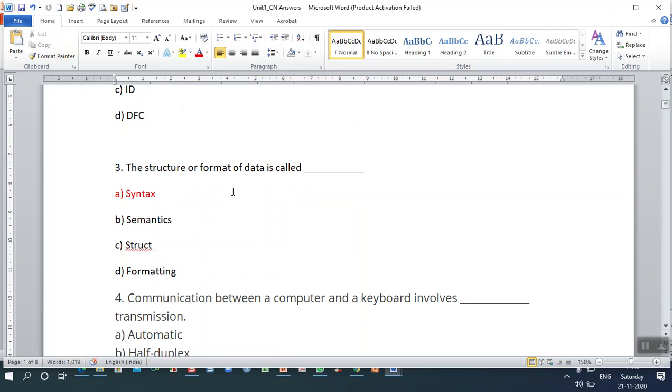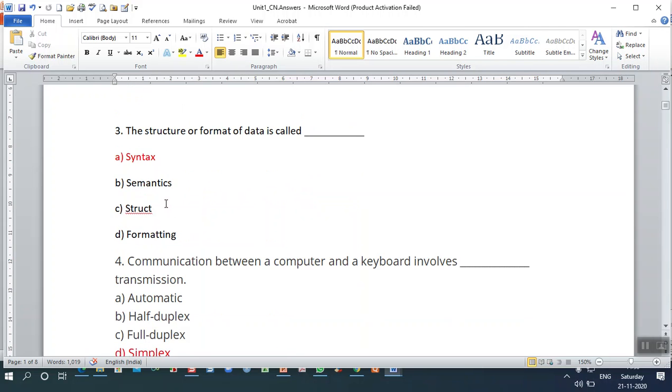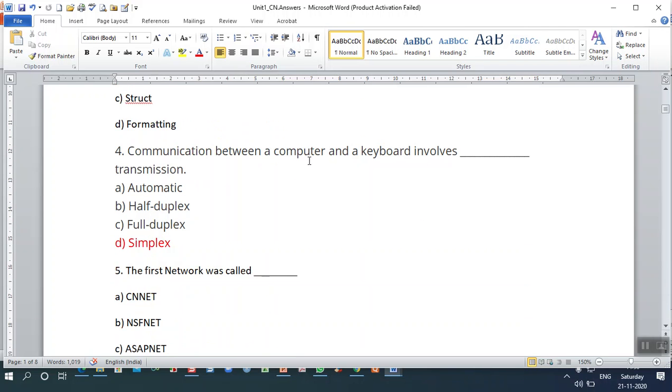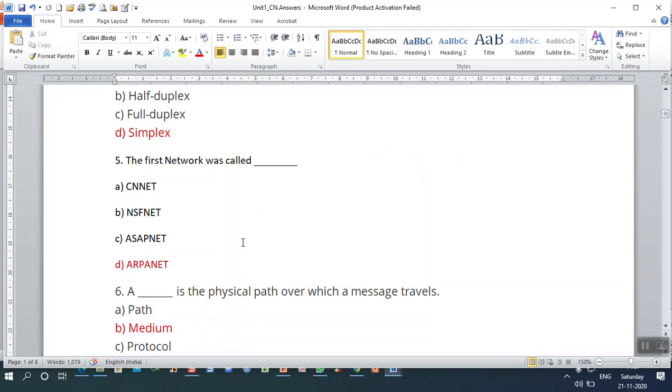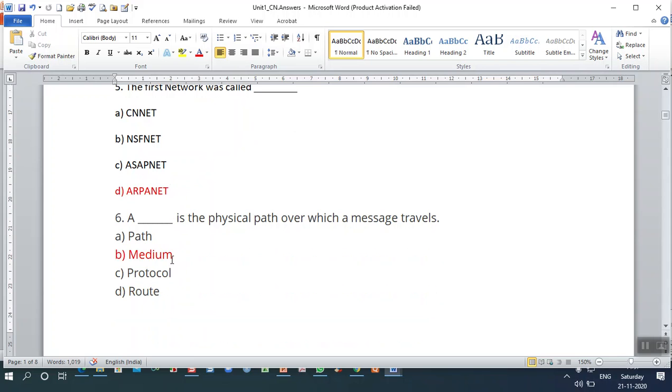The structure or format of data is called, I already told, syntax. And the communication between a computer and keyboard involves dash transmission. The communication from keyboard to computer is simplex. Right? Only one direction. Simplex communication. The first network was called ARPANET. Advanced Research Project Agency Network, ARPANET.